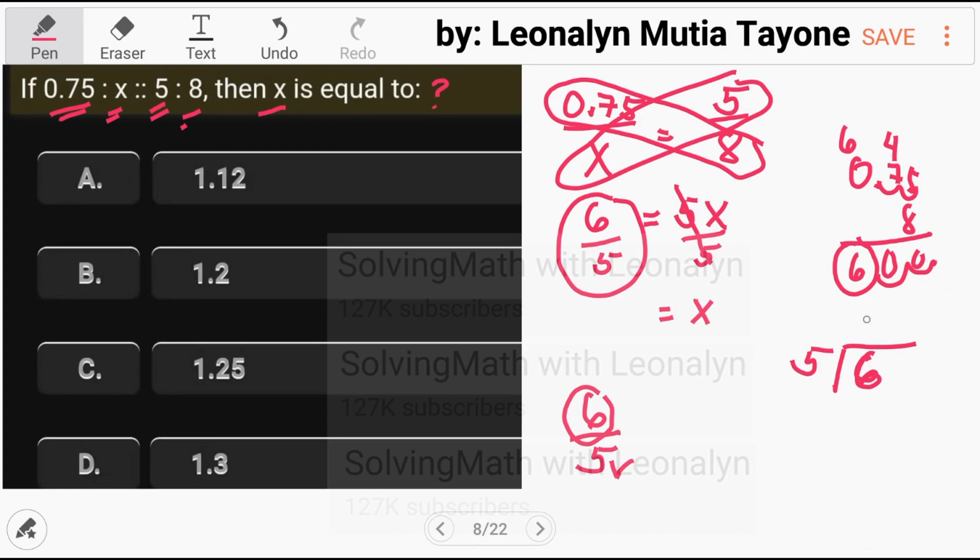Ilang 5 ba sa 6? 1. 1 times 5 is equals to 5. 6 minus 5 is equals to 1. Magdagdag pa tayo ng isang 0, pero bago yan, yung decimal, i-align natin sa taas. 0. Now, 10 divided by 5. Ilang 5 ba sa 10? 2. So, ang sagot dito ay 1.2.